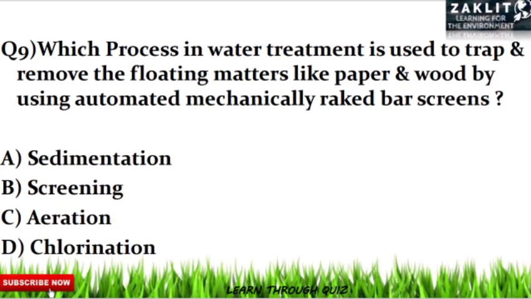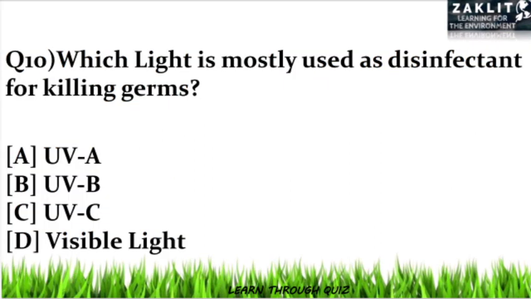The ninth question was, which process in water treatment is used to trap and remove floating matter like paper and wood by using automated mechanically raked bar screens? And here as screens are given, it was very simple. The correct option will be option number B, screening is the process. Time for the last question. The last question was, which light is mostly used as a disinfectant for killing germs? And here the correct option will be option number C, UVC is mostly preferred as the disinfectant for killing the germs.